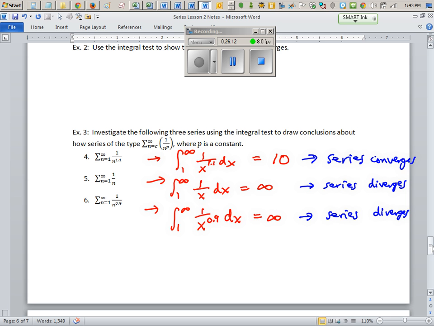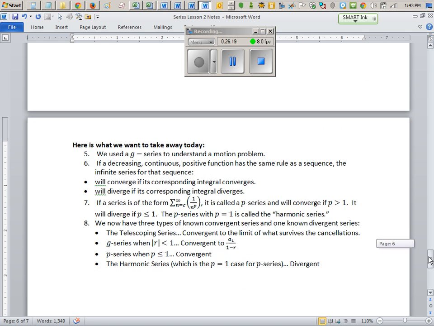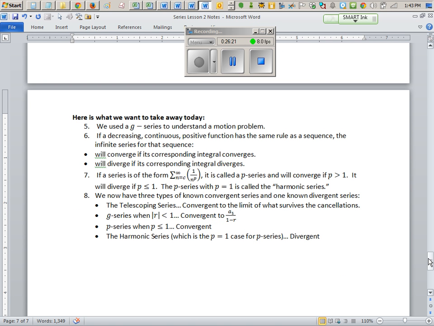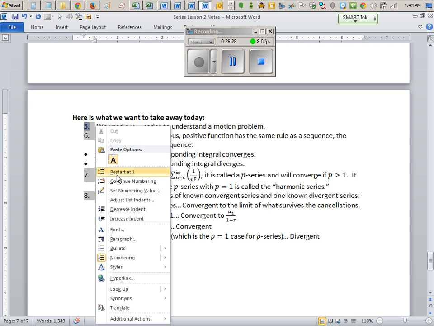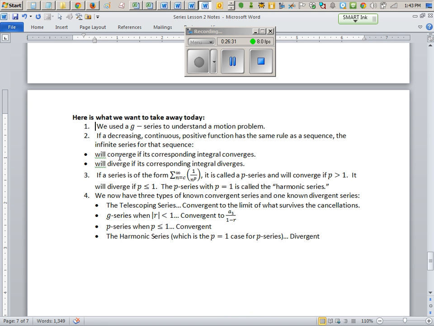I also wrote some concluding remarks at the end here. Okay, so I'm just going to go over real quick. You guys can pack up. I just basically wrote that today we used the geometric series to understand a motion problem. So this should be 1, 2, 3, 4 bullets. So we used geometric series to understand motion. We talked about whether something will converge or not. And this last problem you're going to want to memorize. Memorize that last example and the results thereof.